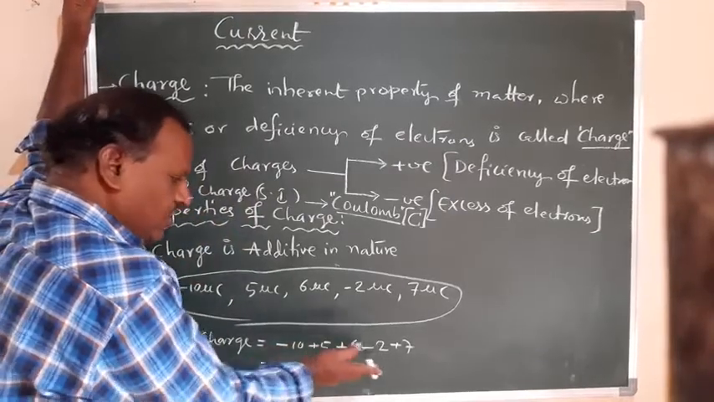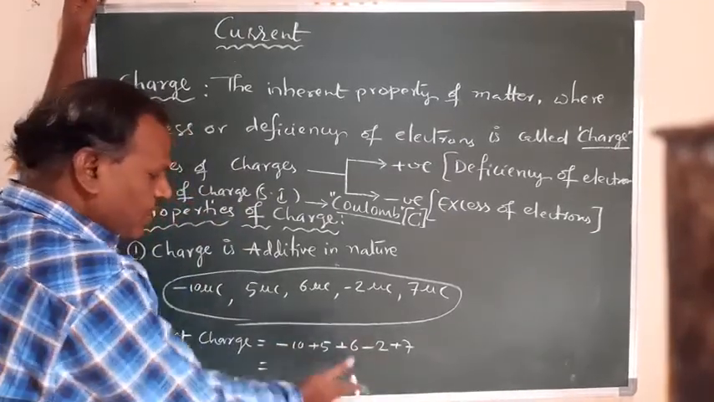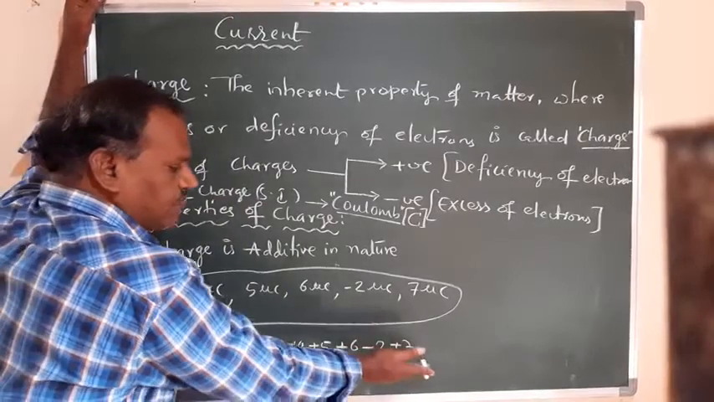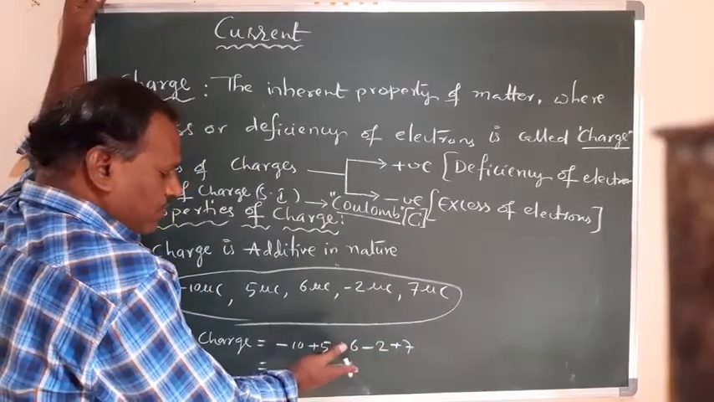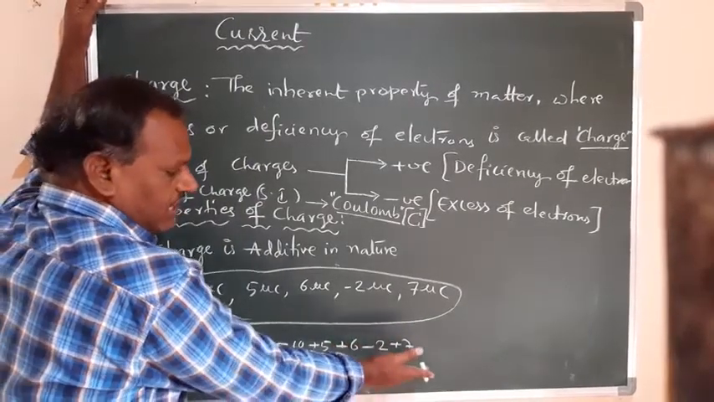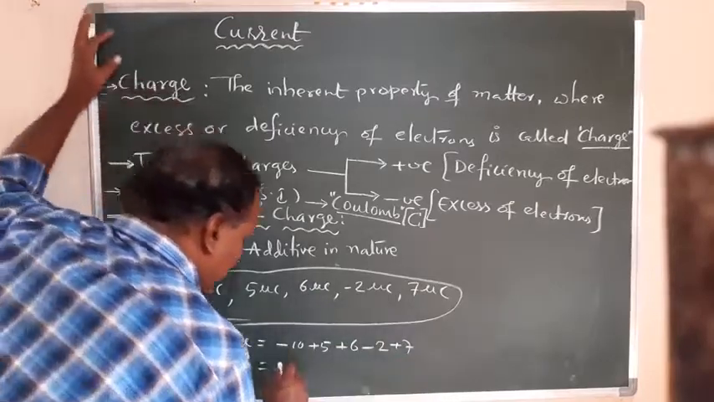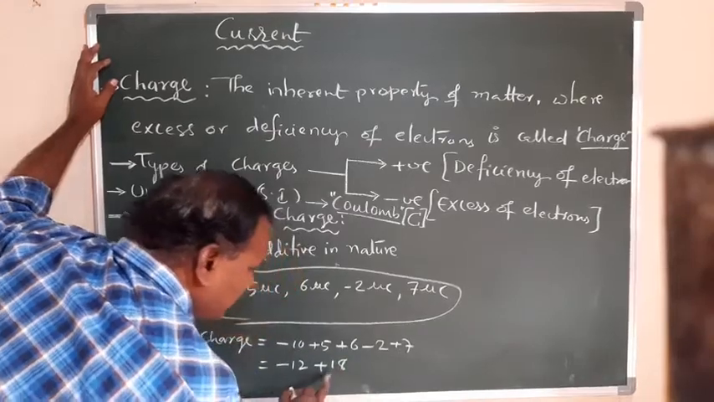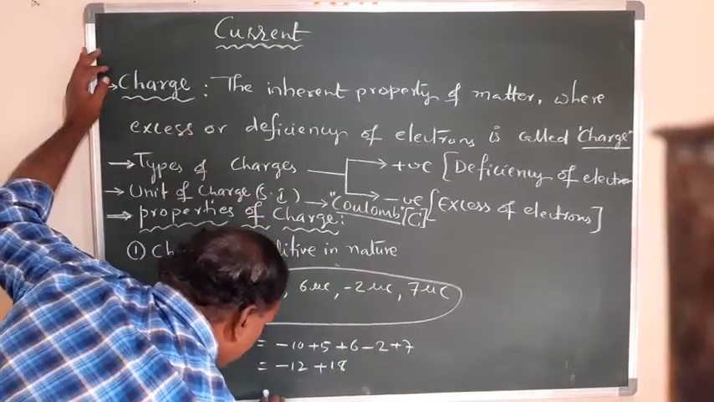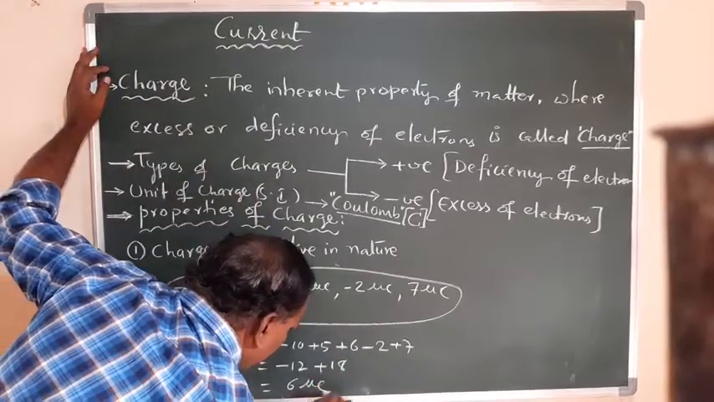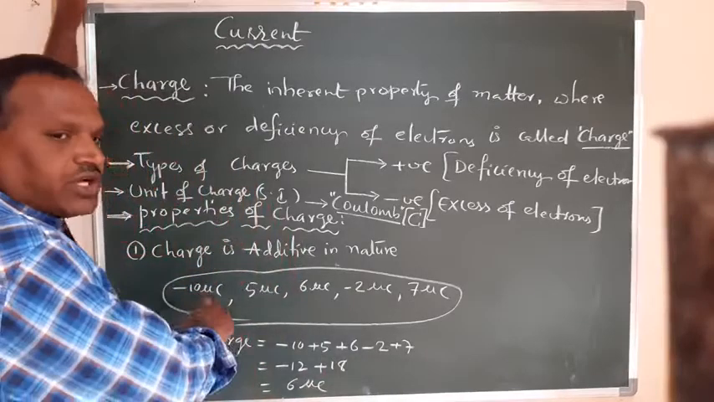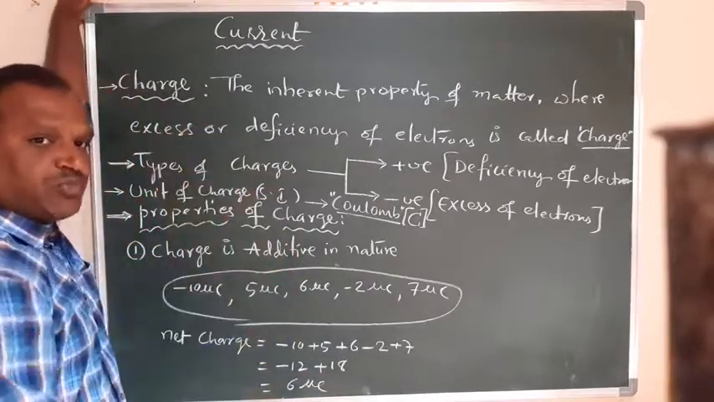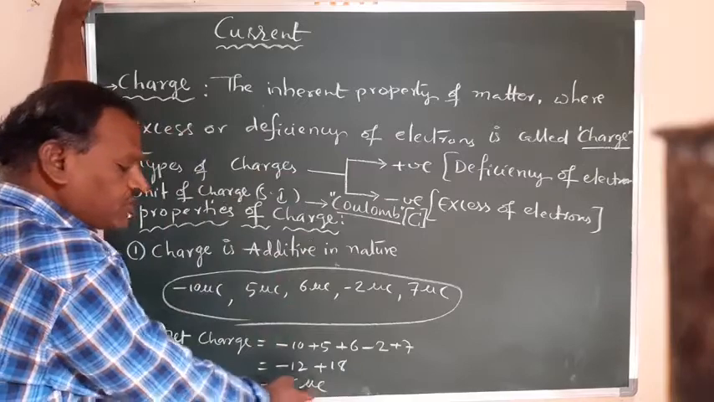Here minus 10 minus 2 is minus 12. Here plus 5 plus 6 plus 7. So it is plus 5 plus 6, 11. 11 plus 7, 18. So you will get here minus 12 plus 18. Then plus 18 minus 12, it will be 6. So it is 6 microcoulombs. So the given object is a positive charged body having a charge of 6 microcoulombs.